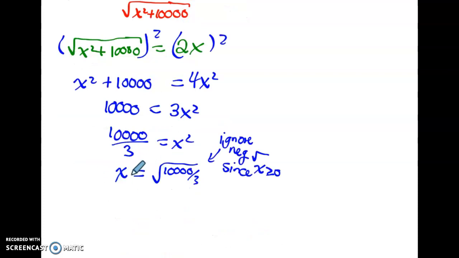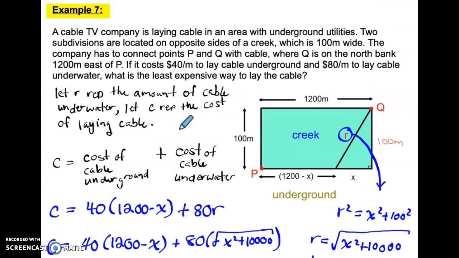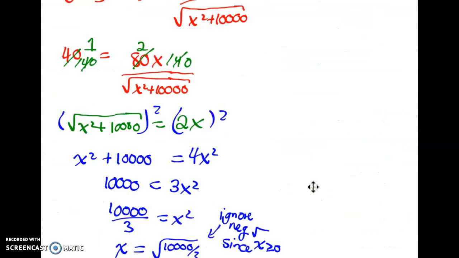Now remember, the x actually isn't anything interesting in our question if we think back to this diagram. What we've really found is this, but they're asking us what is the least expensive way to lay the cable. So they're really wondering how far should they go underground and how far should they go underwater. So they're really asking us to tell them what this 1200 minus x is, and what the r is. So we need to find out what 1200 minus x is, and we need to figure out what r is.